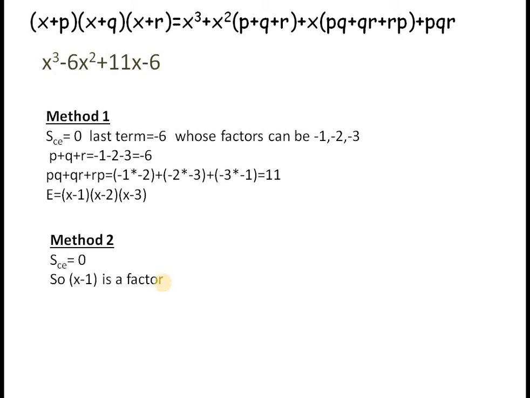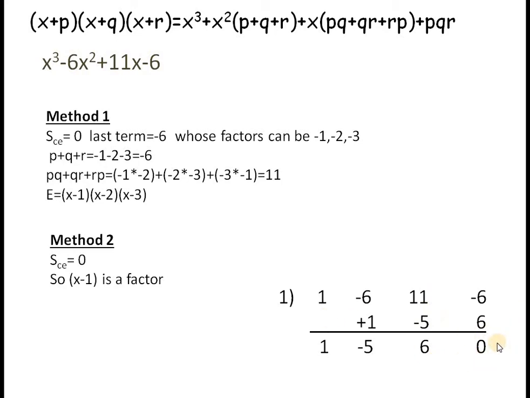So now we have got one factor. You can divide the cubic polynomial by the factor method and immediately get an answer. So 1, 6 minus 6 plus 1 minus 5, 11 minus 5, 6. And this 0 only confirms that this is the perfect factor. And we got the quadratic equation x square minus 5x plus 6.